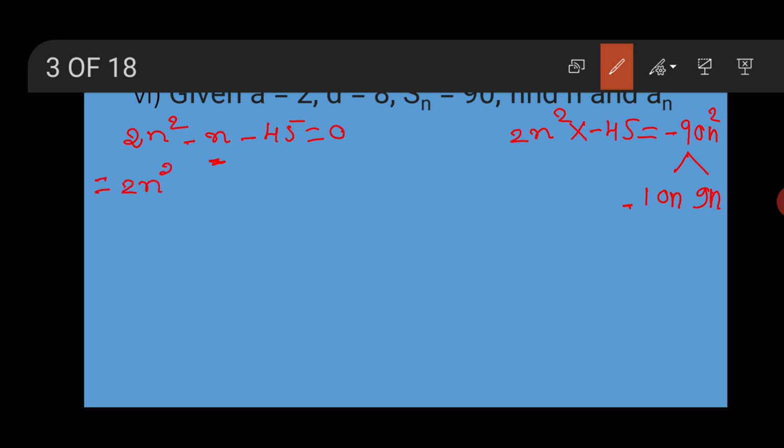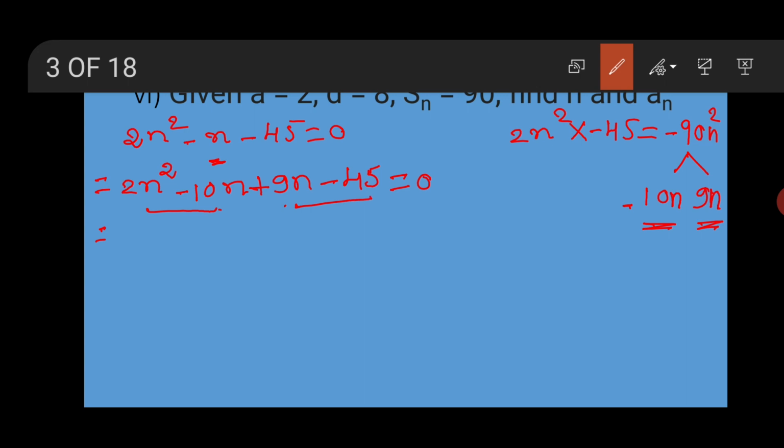So 2n² − n splits up into 2n² − 10n + 9n, and keep the last term constant as it is, −45. Did you get here? The middle term −n is split into two, −10n and +9n. Right? We wrote here. Now take the common term from these two terms.